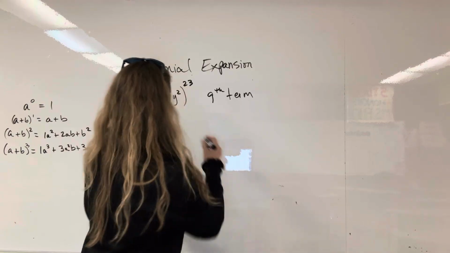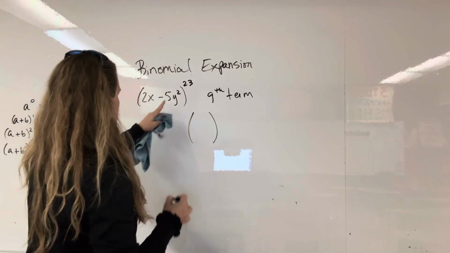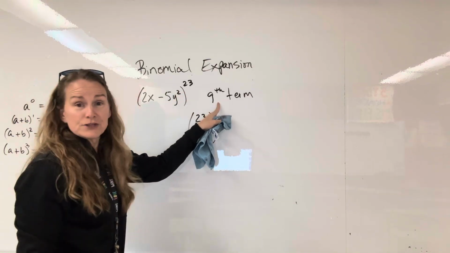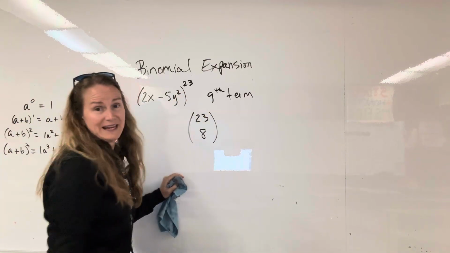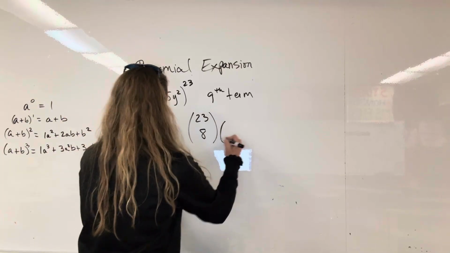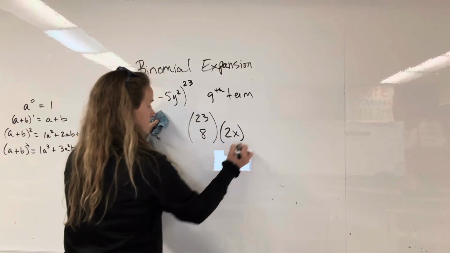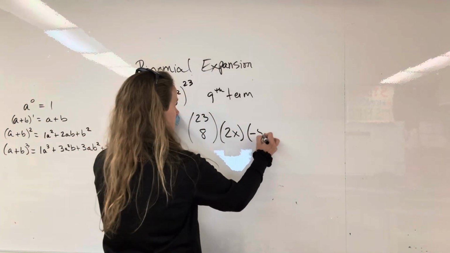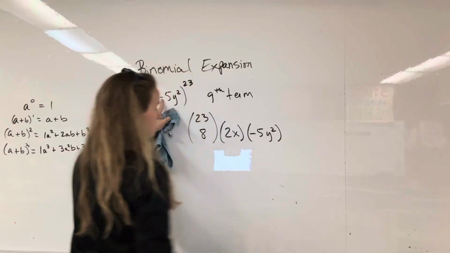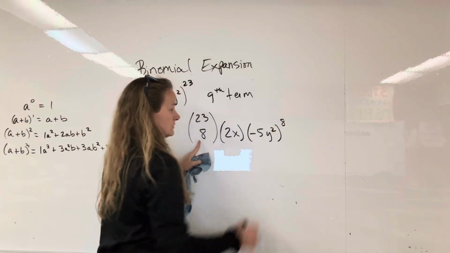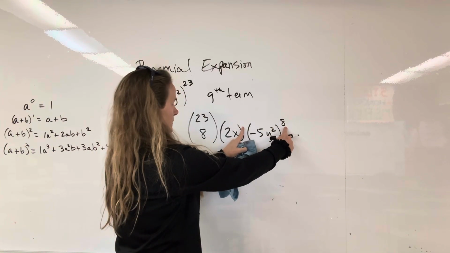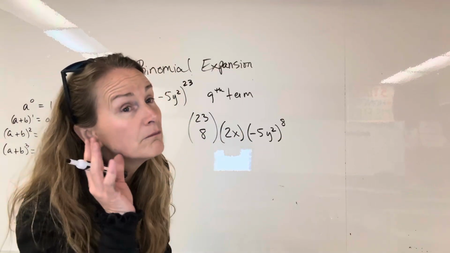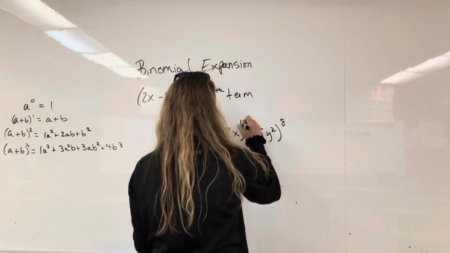So you go, okay, I've got 3 things. I've got my combinatoric, so I know this is going to be 23, whatever this degree on the outside is. 9th term, so this is going to be, you guessed it, 8. My A value is no longer A, it's 2x. And my B value is going to be all of this, including the negative. So this is going to be negative 5y squared. These have to match. And then this is going to have to be, what plus 8 is 23? What is that? It's going to be, you guessed it, 15.